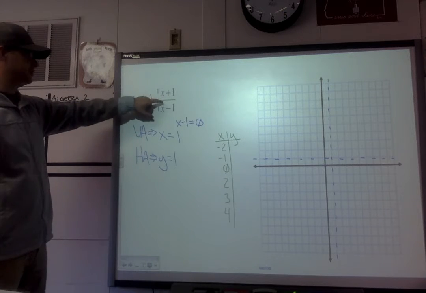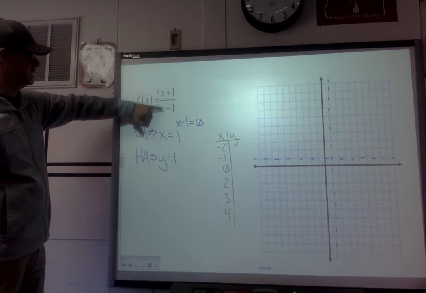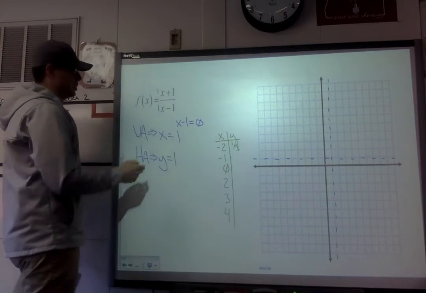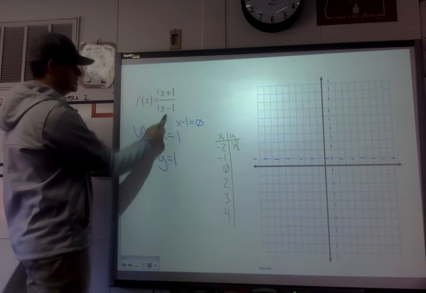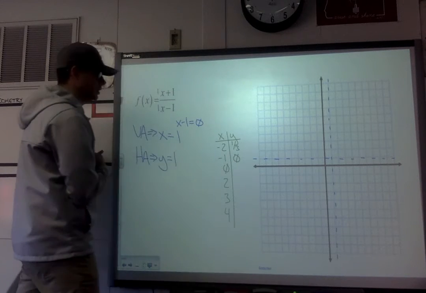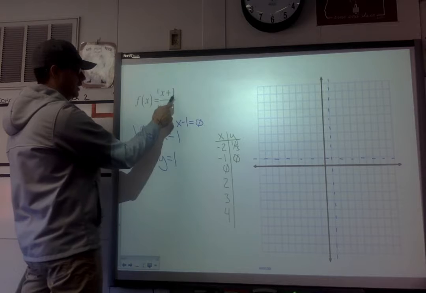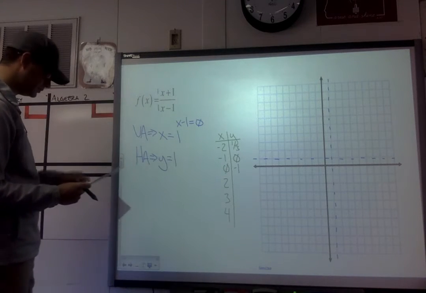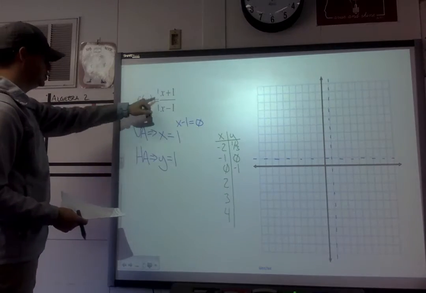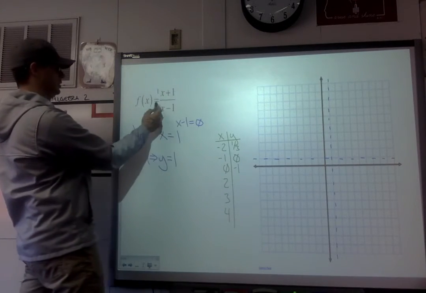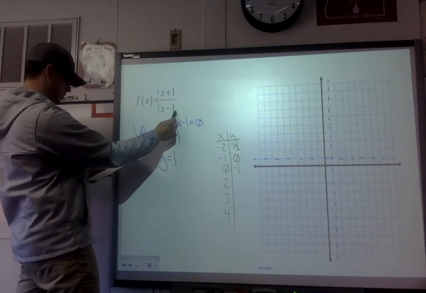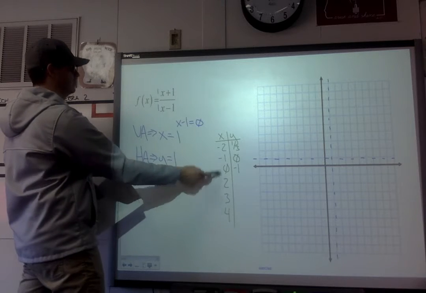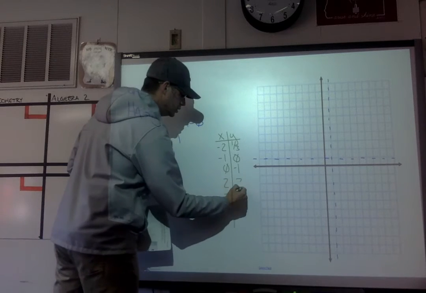So I plug in -2, I'm going to get -1 over -3, which is 1/3. Plug in -1, I'm going to get 0 over -2, which is 0. Plug in 0, I'm going to get 1 over -1, which is -1. Then plug in 2, I'm going to get 3 over 1.